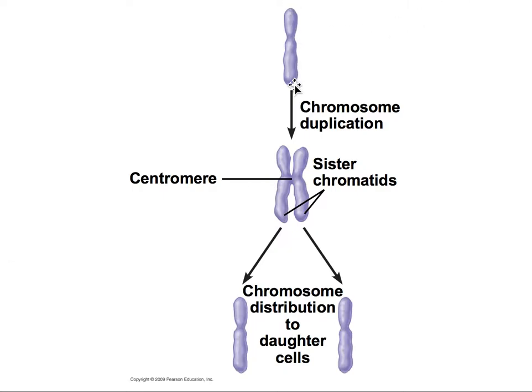We have our chromosome, we make copies. Copies are held together by the centromere. We call the copies sister chromatids. And then during cell division, they get pulled apart into two separate daughter cells.